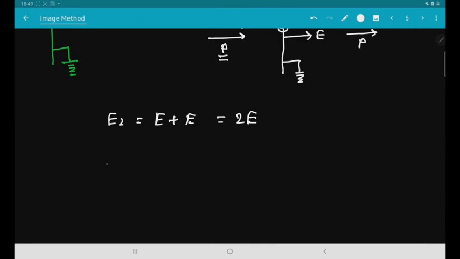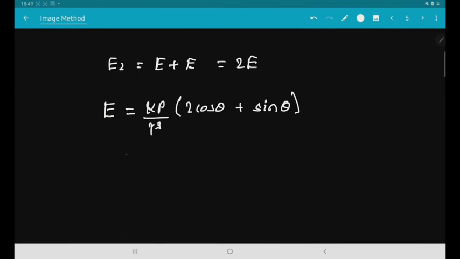Now what is this E? We have seen in dipoles how to calculate the electric field for a point on the axis. The formula is Kp by r cube, where p is the magnitude of the dipole and r is the distance of the point from the center of the dipole. We have 2 cos theta plus sin theta. Now here theta is going to be 0, so we will get 2 kp by r cube. Cos theta is going to be 1 and sin theta is going to be 0. Now here we have E plus E.